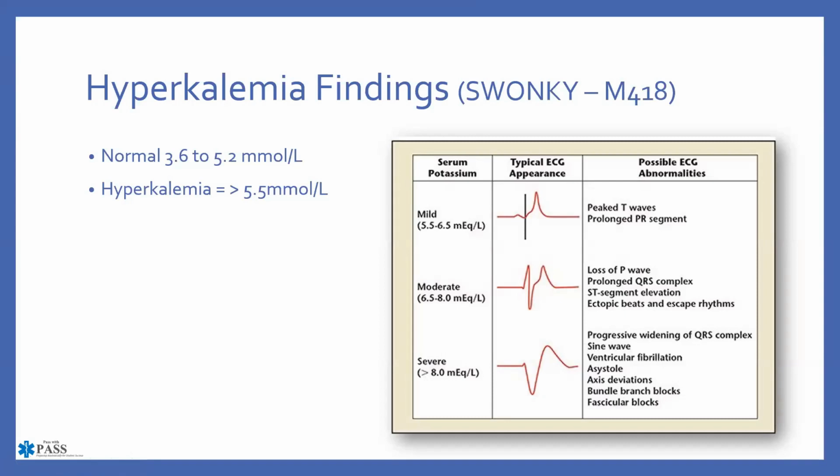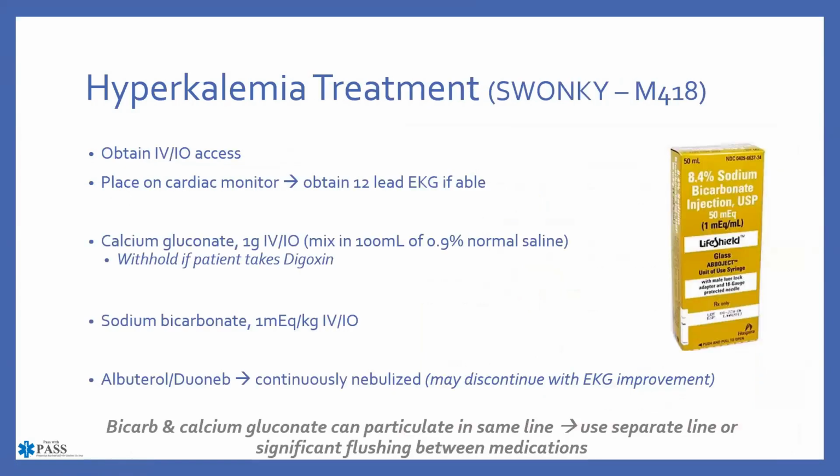We have got to try to fix that early, and we should be fixing it up here in this mild situation. So a couple of different ways that we can try to do that to get their potassium levels back down. We can give them a couple of different medications. Calcium gluconate, a gram, either IV or IO.